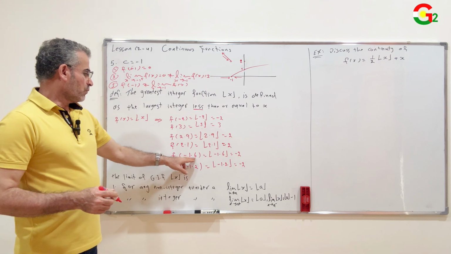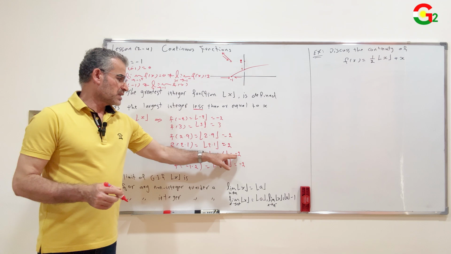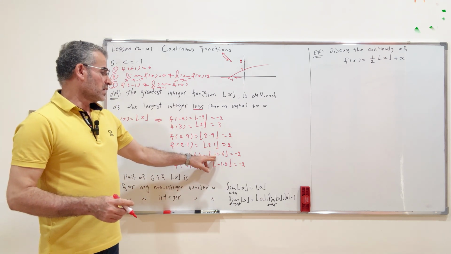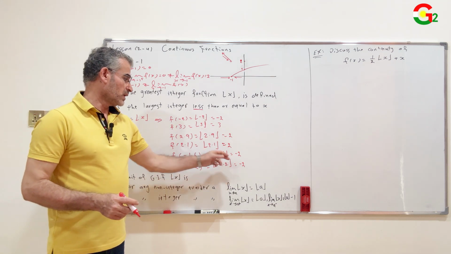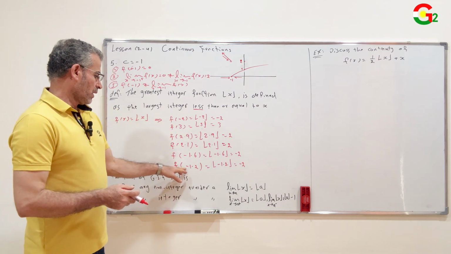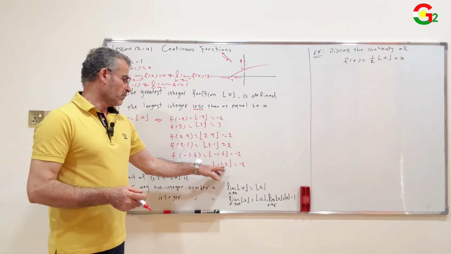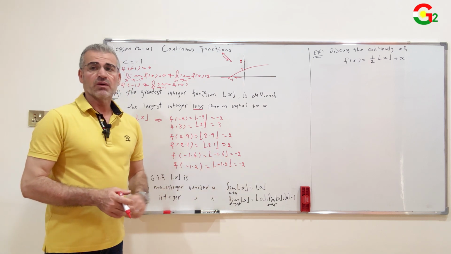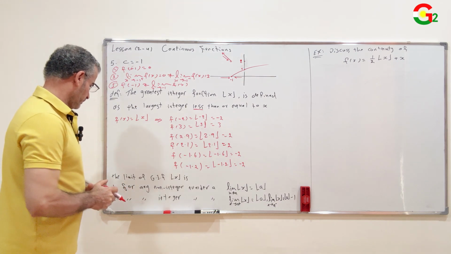F of negative 1.6, the greatest integer to negative 1.6 is negative 2. It is not negative 1 because negative 1 is greater than negative 1.6, but negative 2 is less than negative 1.6. Also, f of negative 1.2, the greatest integer of negative 1.2 is negative 2 because negative 2 is less than negative 1.2, but negative 1 is greater than negative 1.2.